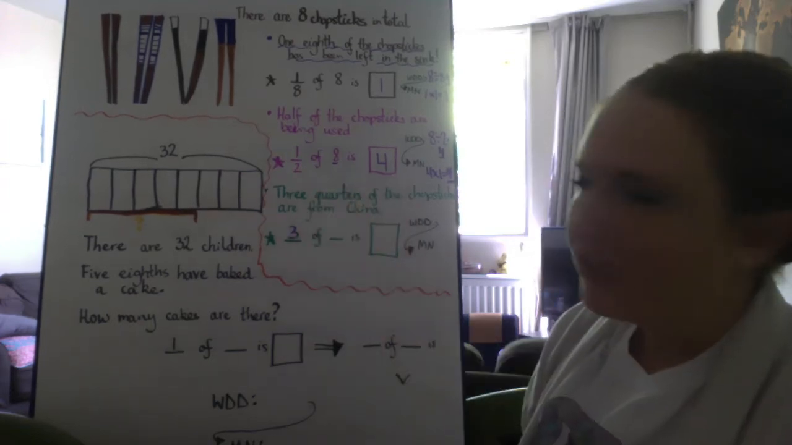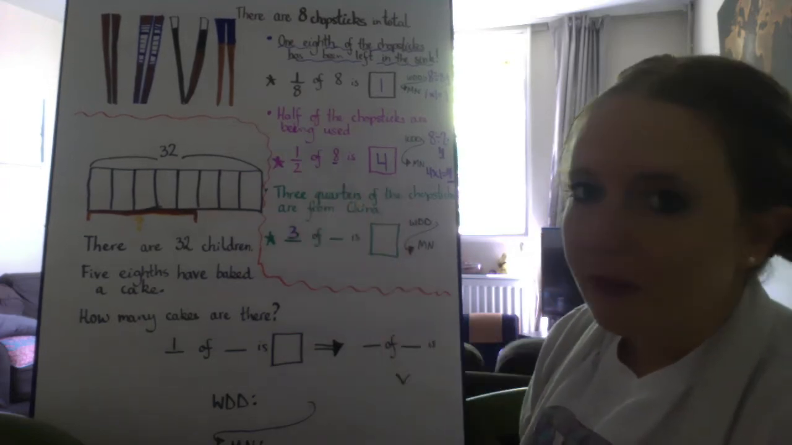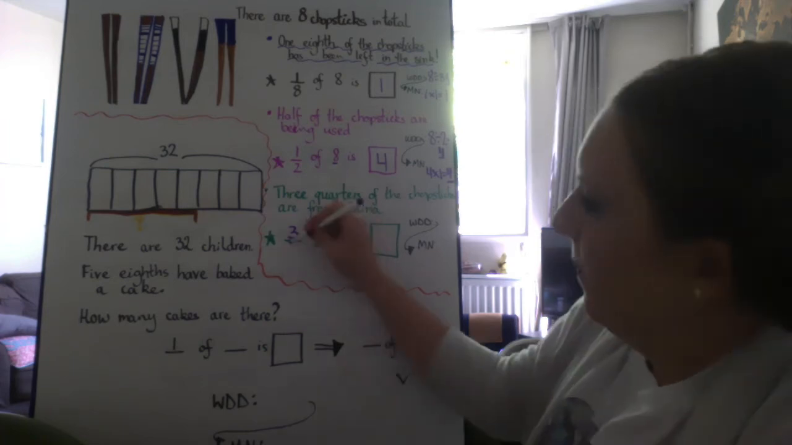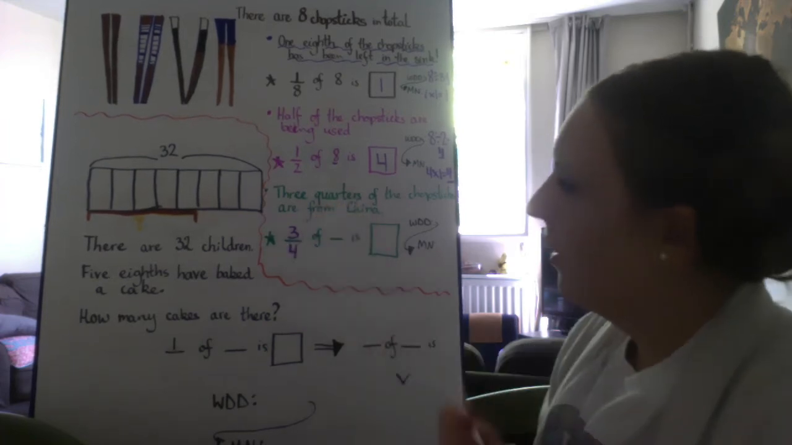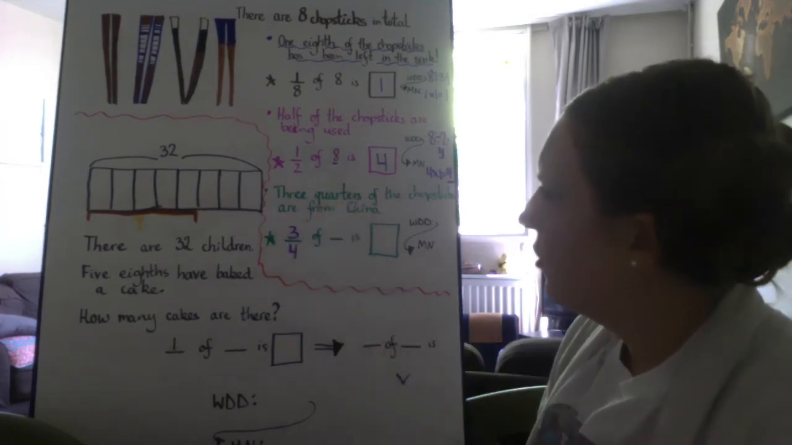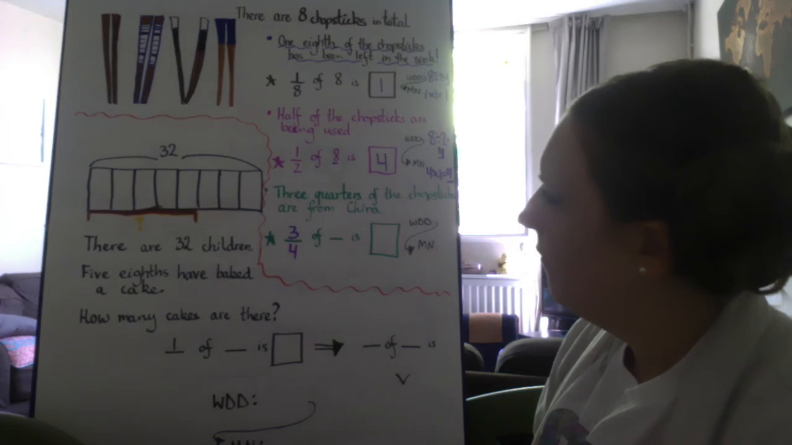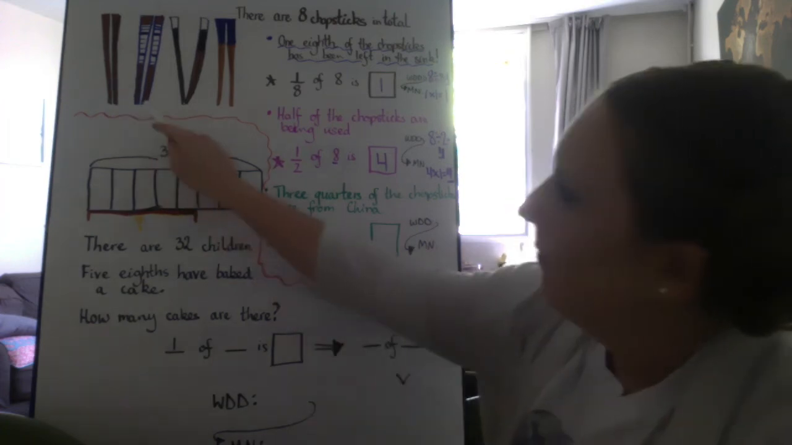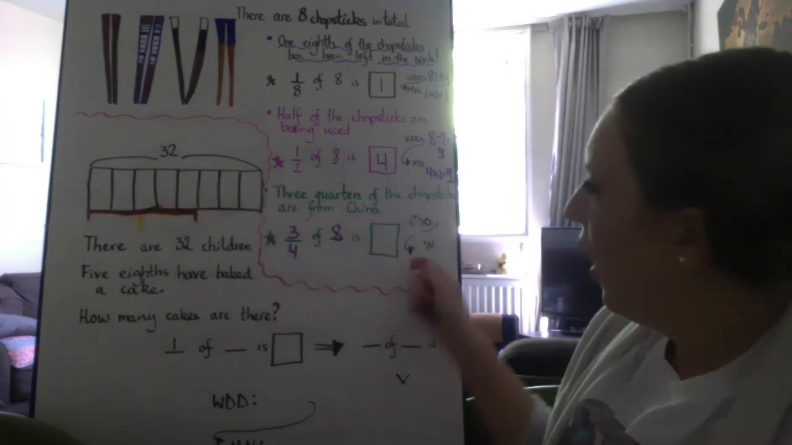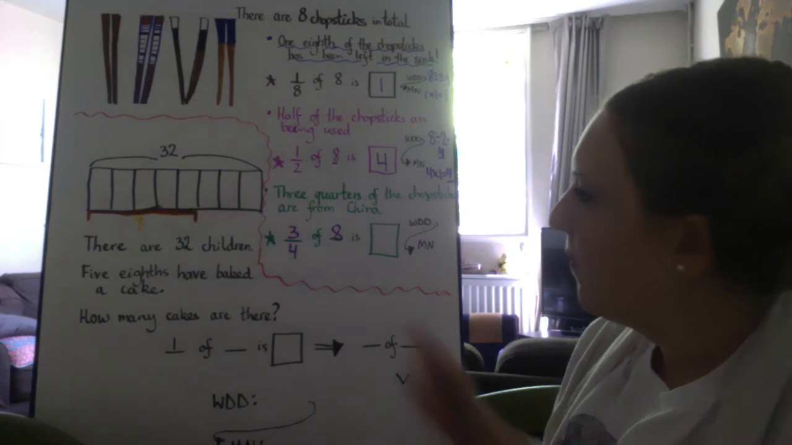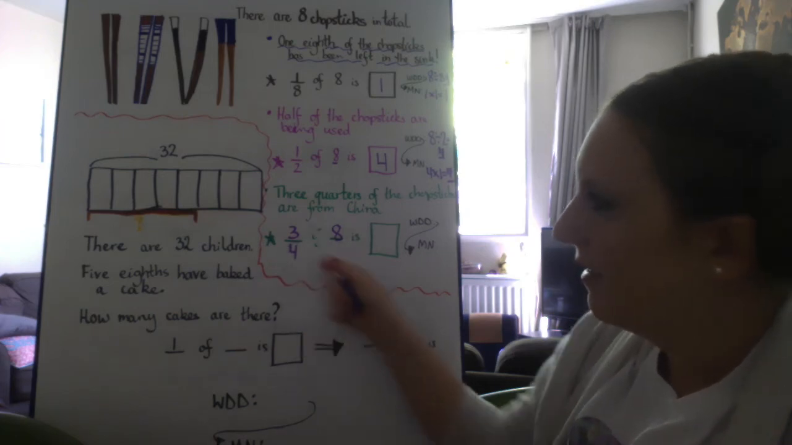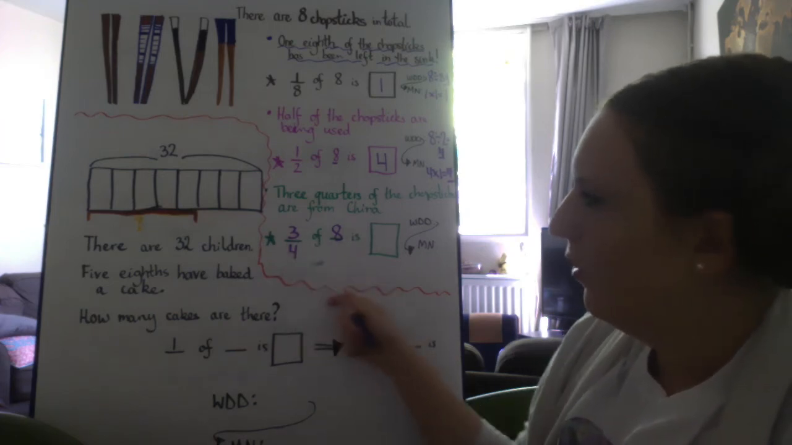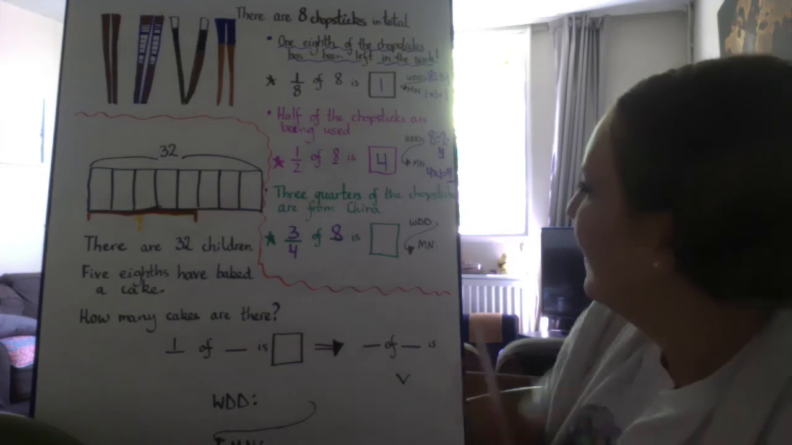And then that means quarters, so I know 4 is my denominator. 3/4 of the chopsticks. How many chopsticks do we have? What's the whole number? 2, 4, 6, 8. Whole divided by denominator. My whole is 8.